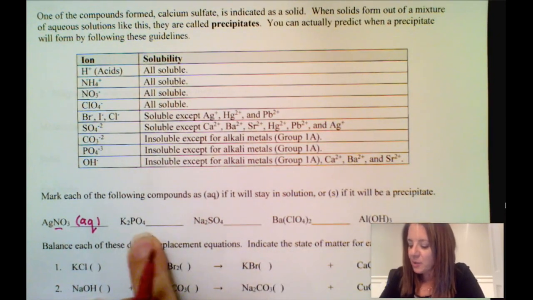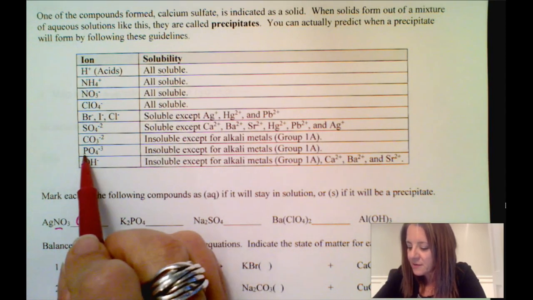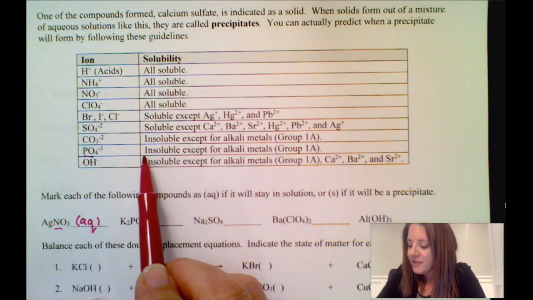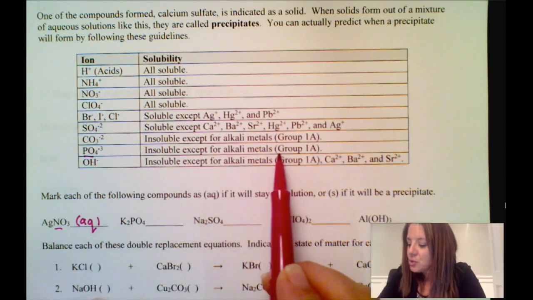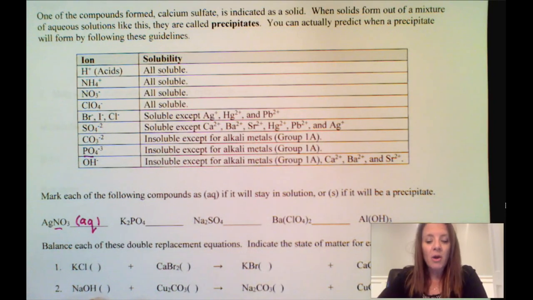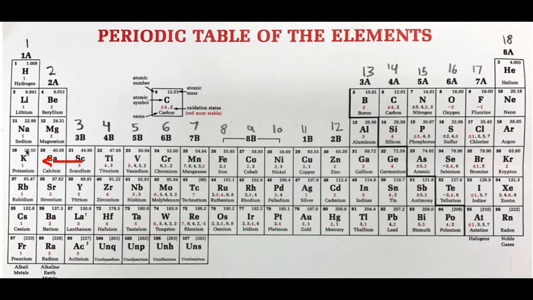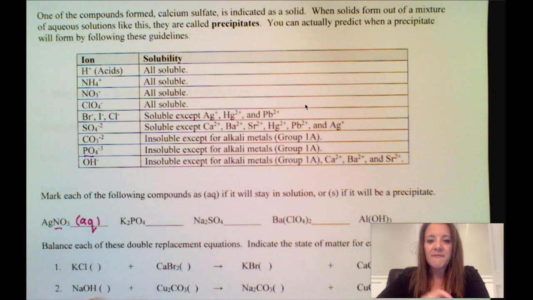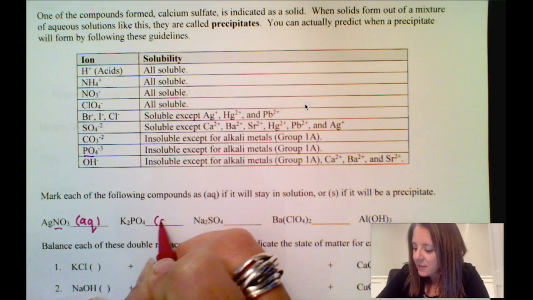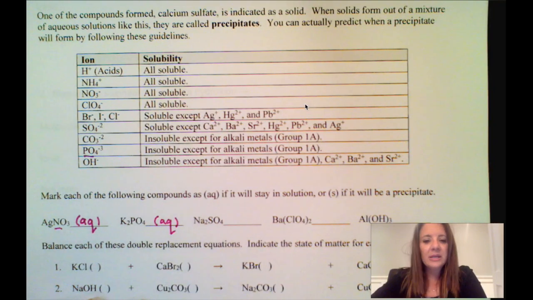Let's take a look at this next one, phosphate. Phosphate, PO4, there it is there. It says everything is insoluble except for alkali metals. So that means that if you are in group 1 on the periodic table, everything else is insoluble. Potassium is an alkali metal, there it is there. So we know that it is going to be soluble. Since potassium is in that first family, we write down AQ. It will stay dissolved.